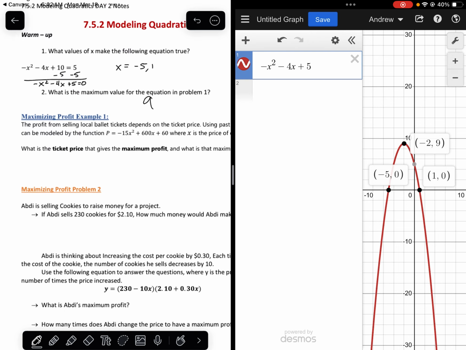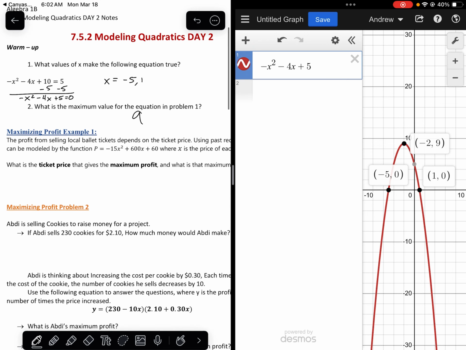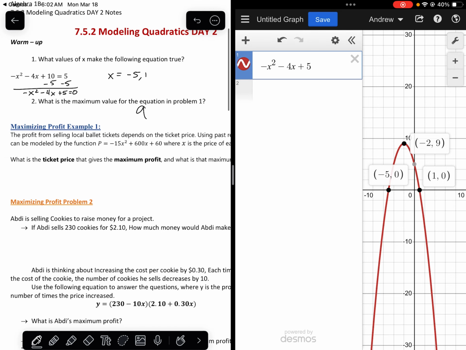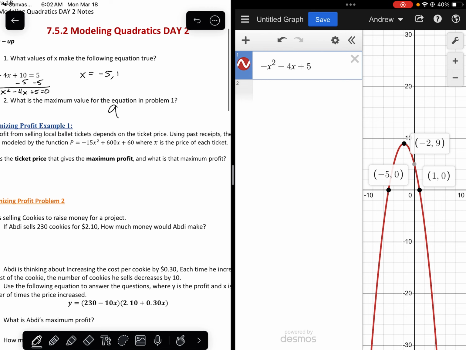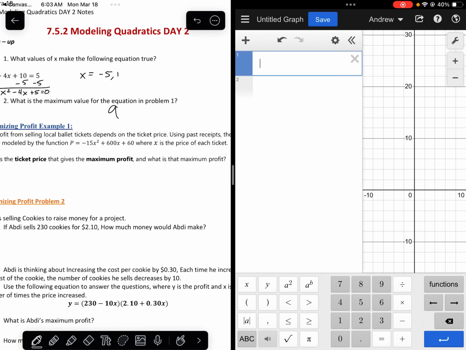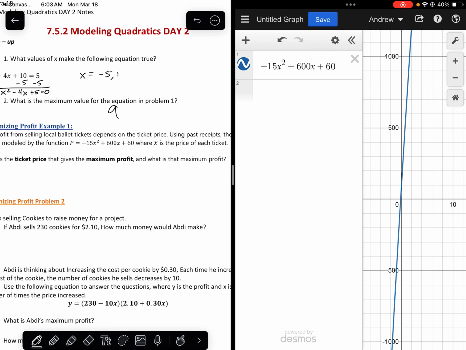Okay? All right, so let's go ahead and get into some of these profit examples and see what we can do. The profit from selling local ballet tickets depends on the ticket price. Using past receipts, the profit can be modeled by the function p equals negative 15x squared plus 600x plus 60. So let's go ahead and plug this in. You could put y equals, but you don't need to. Negative 15x squared plus 600x plus 60. Make sure it's the same. It is. And you can see that this is not all there. We know it should be a curved line because of the x squared.